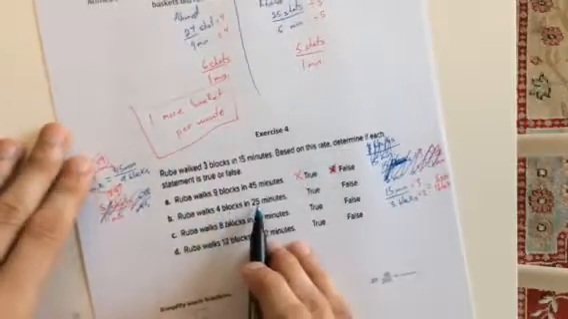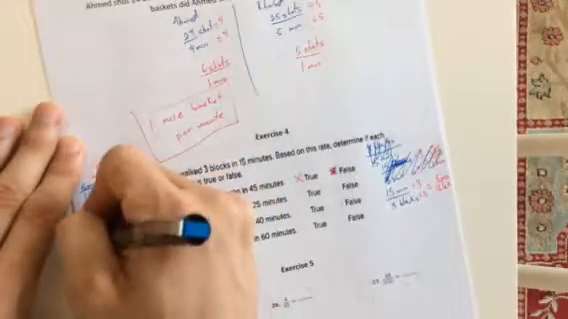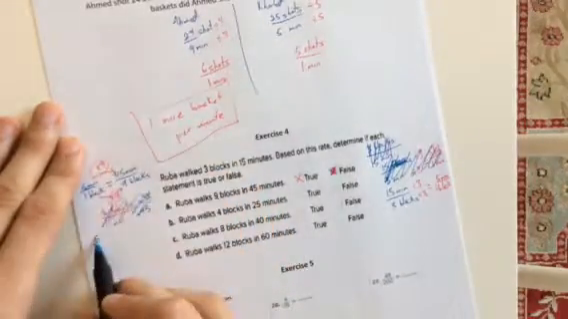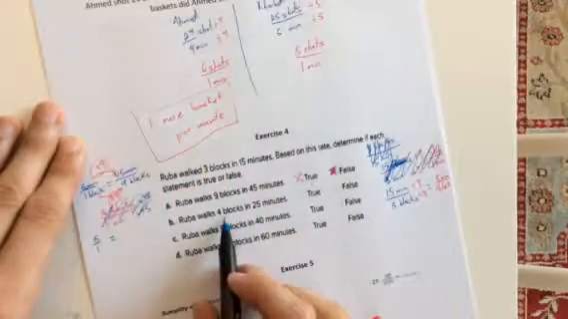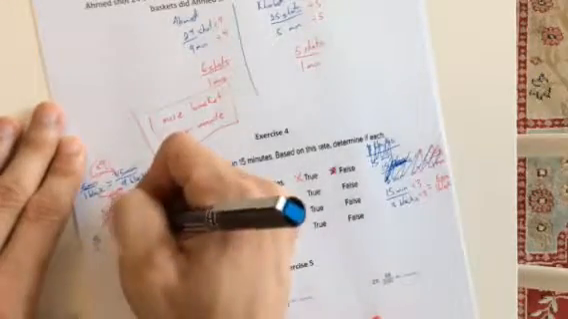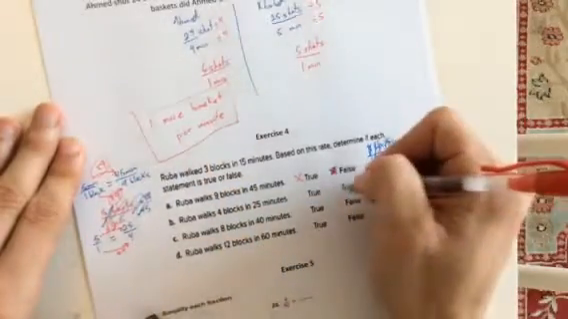Okay, let's try another one. What if Ruba walks 4 blocks in 25 minutes? Is that the same rate? Okay, well, we have this again, 5 over 1. That's 5 minutes per 1 block. And then how does that compare? Is it the same rate as 25 over 4? So here I multiply by 4. Here I multiply by 5. So because those are not the same, that's false.